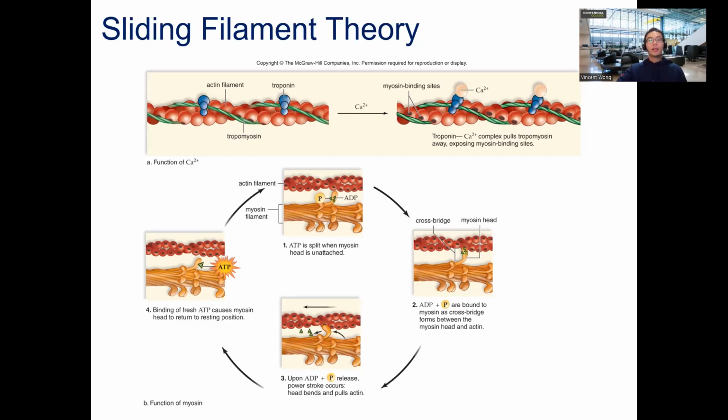So the myosin, which is the thick one, will grab onto the actin and pull if the binding sites are exposed. But normally the binding sites are covered up by the tropomyosin. So I'm going to write this down for you. Tropomyosin covers the myosin binding site on actin.